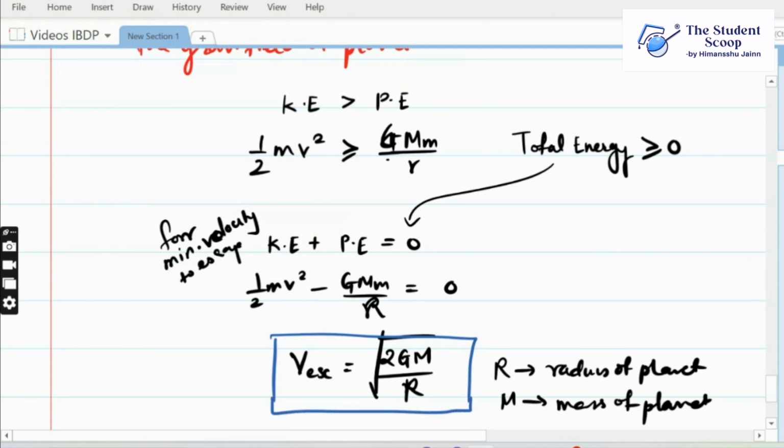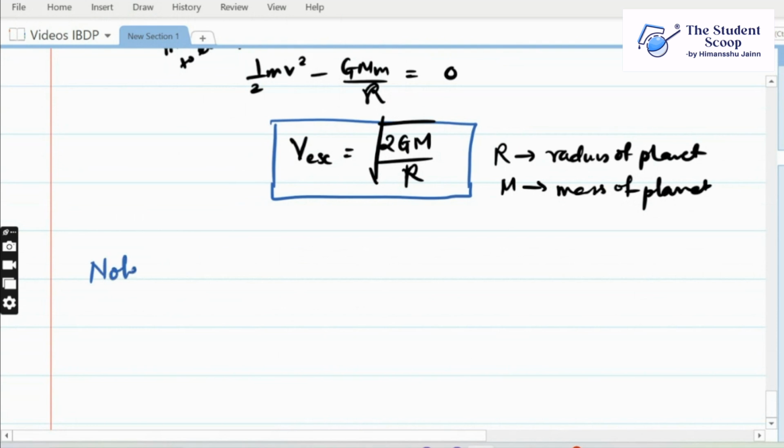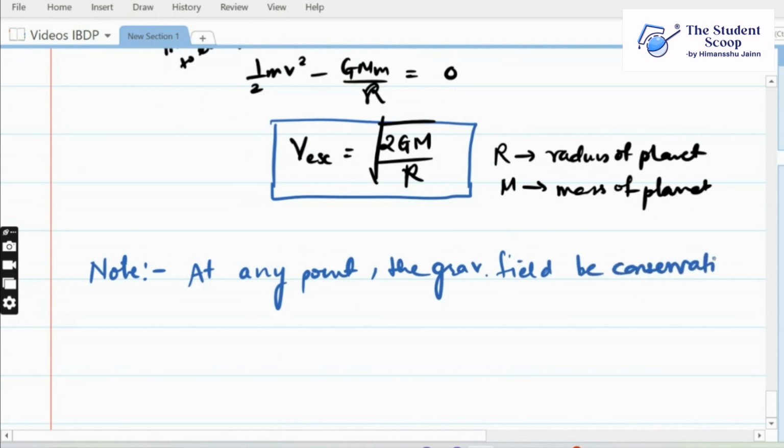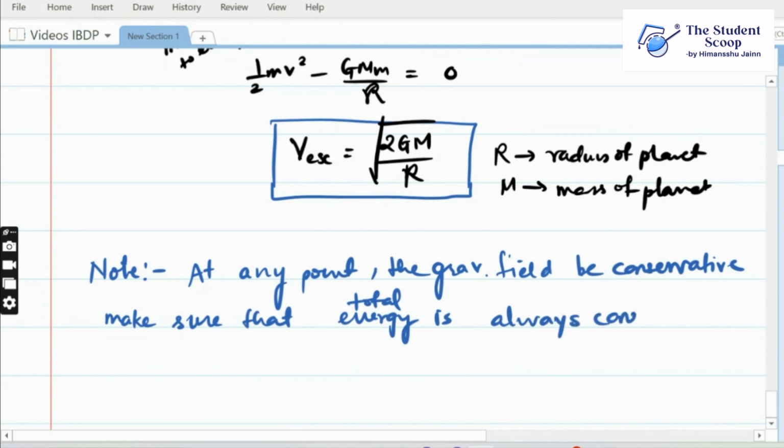Now, one important thing I would like to note for each case is that at any point, the gravitational field, being conservative, makes sure that the total energy is always conserved. So basically, we can take any 2 points and equate the kinetic energy and potential energy at one point to the kinetic energy and potential energy at any other point. And this is where it is important.